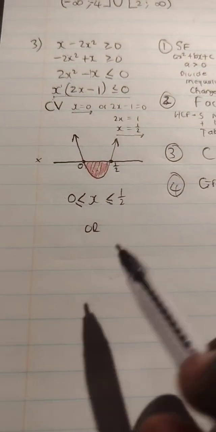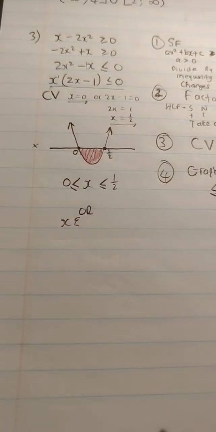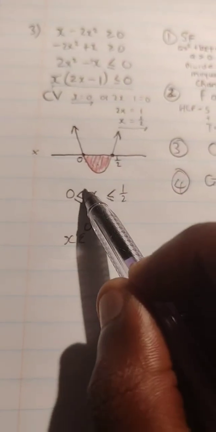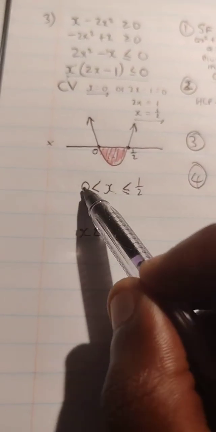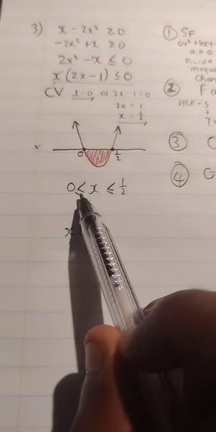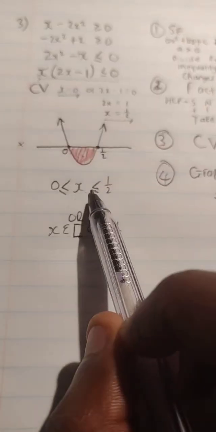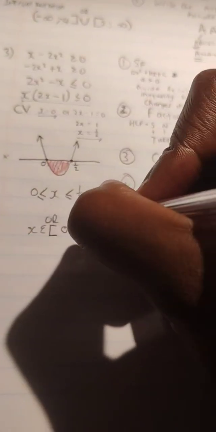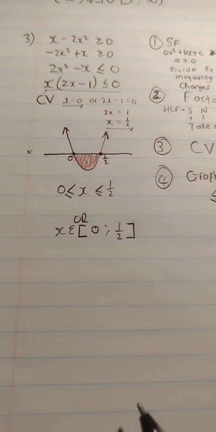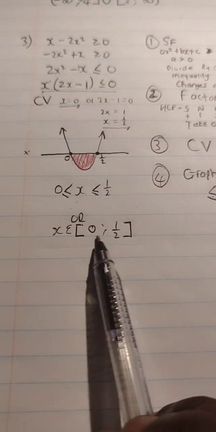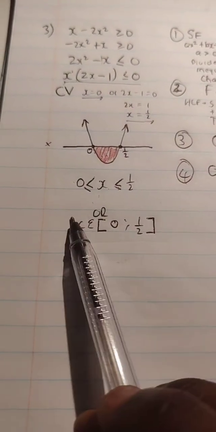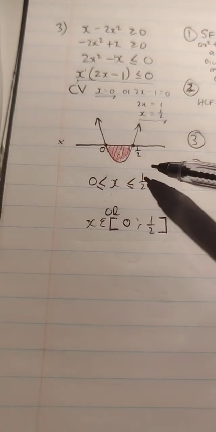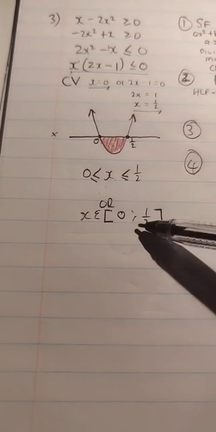Or you could write the answer in interval notation. You say x is an element of. x greater than or equal to 0 means we have to have a square bracket because 0 is included. 0 to half. The equal sign on the inequality sign means the bracket is going to be square on this side as well. So that's 0 to half. You can write the answer in this way as well. It's 100% correct. So you have 2 choices. You can either write the answer like this or like that.